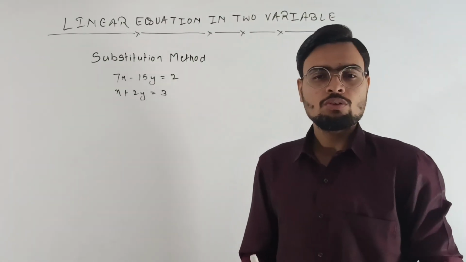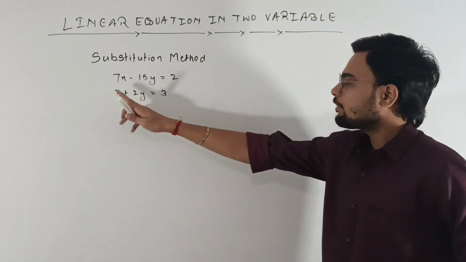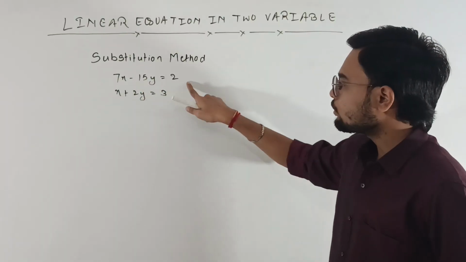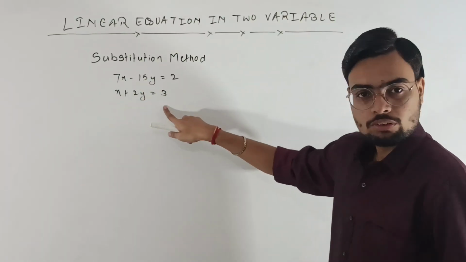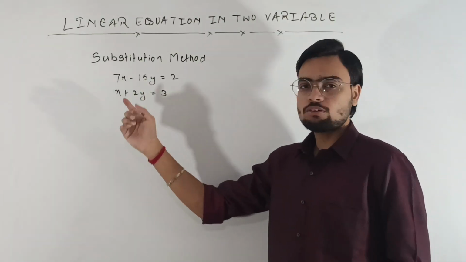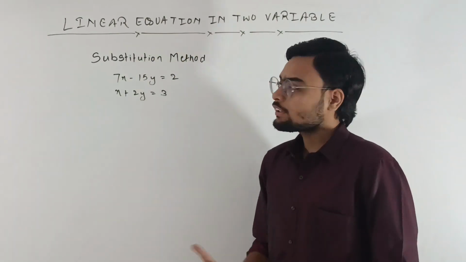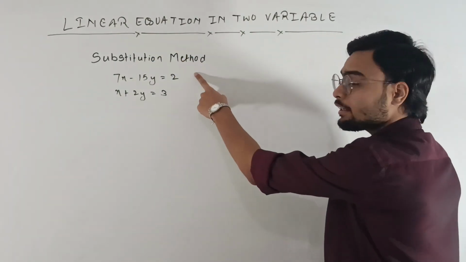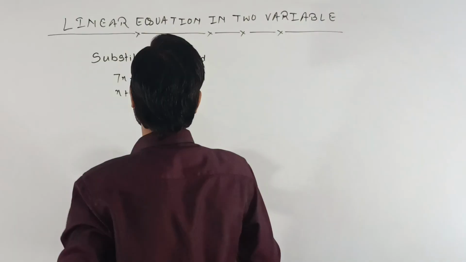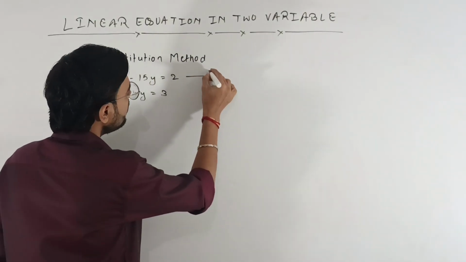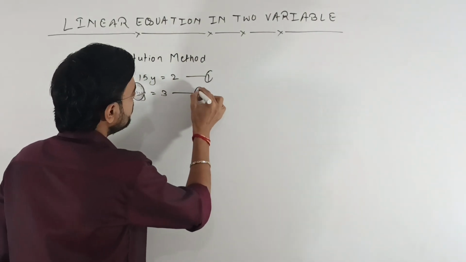Okay. Now see, I have a pair of equations, that is 7x minus 15y equals 2 and x plus 2y equals 3. Now I have to solve these equations by using the substitution method. So first, I assume this is my equation 1 and this is my equation 2.